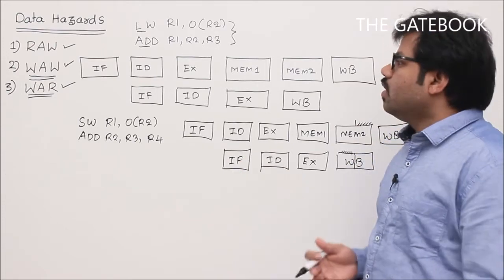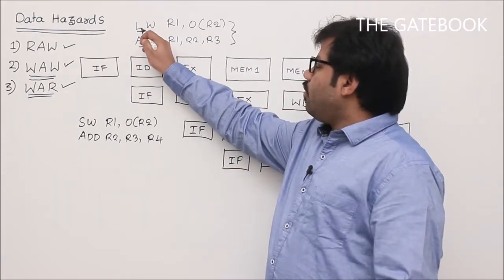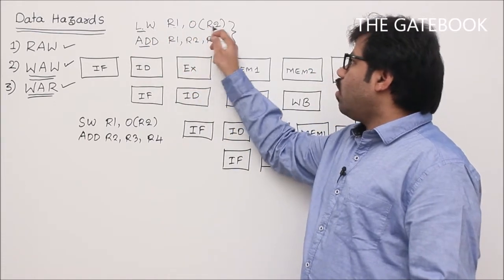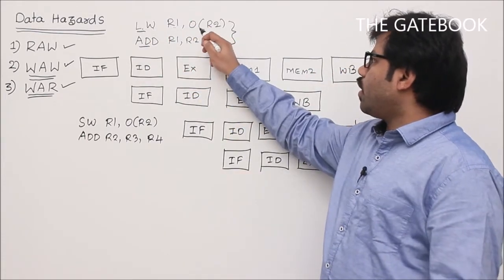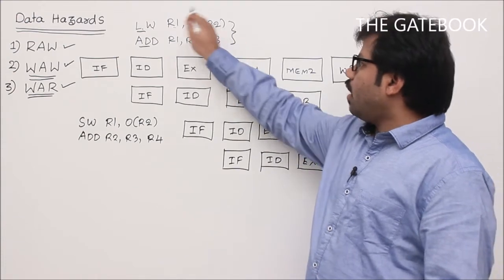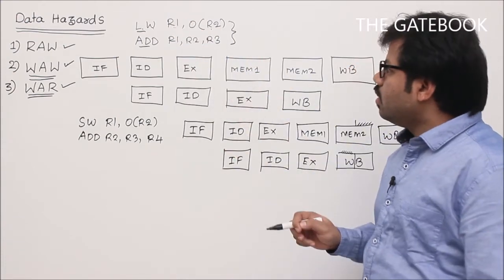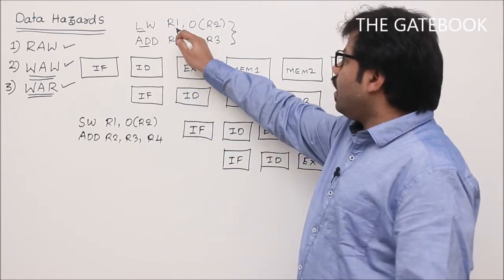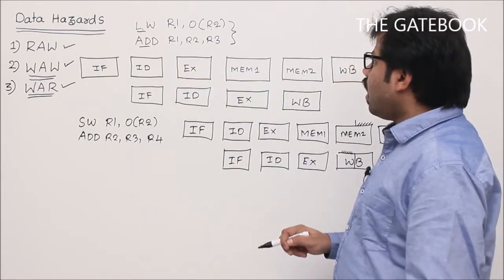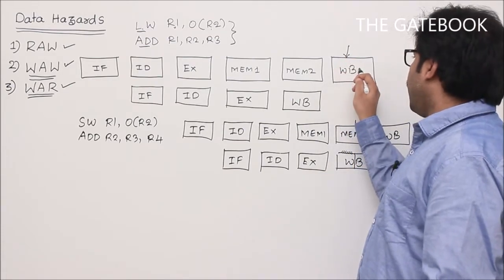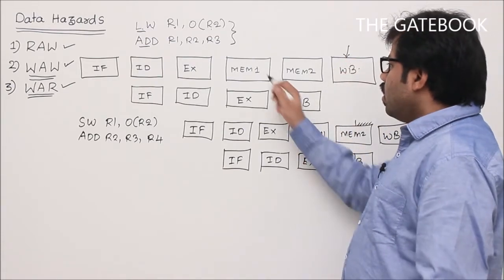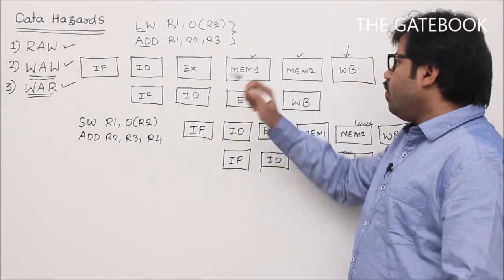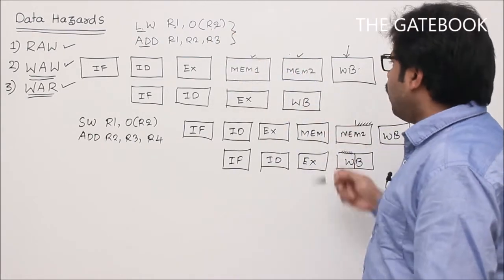Example, if I am loading the word into R1, 0 of R2, that means we have to go to memory location R2, right? And we have to store that into R1, correct? So where are you reading and where are you writing this R1? We will be writing R1 in the last stage. This is the write back stage. Assume that in memory 1 and memory 2 you are reading the data which has to be written.